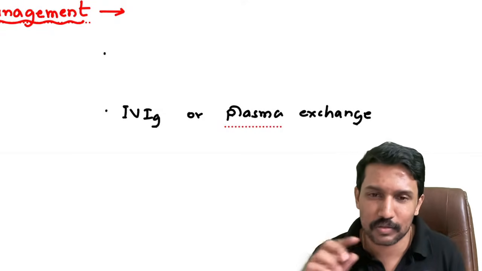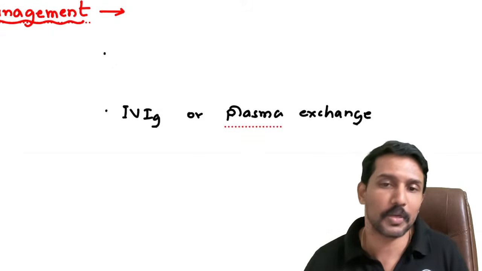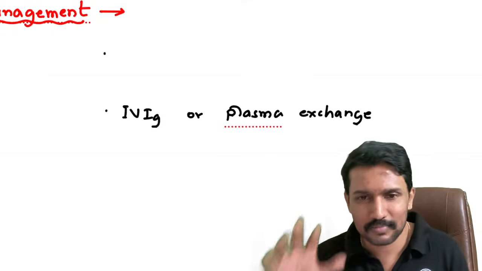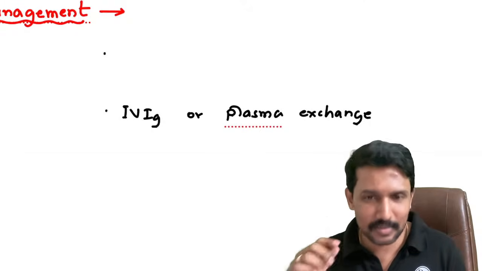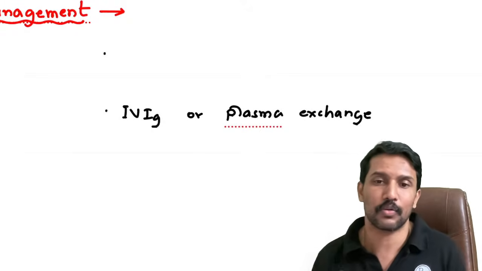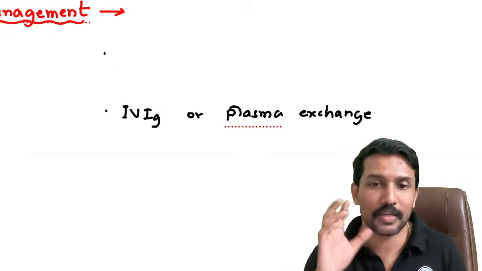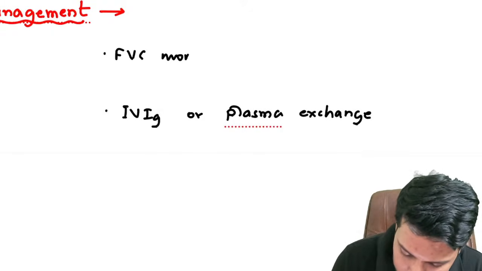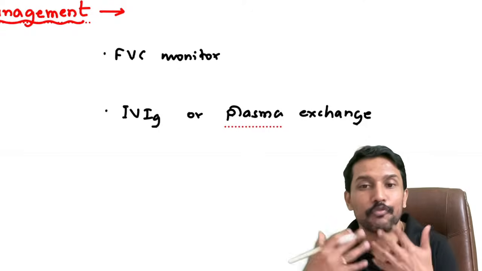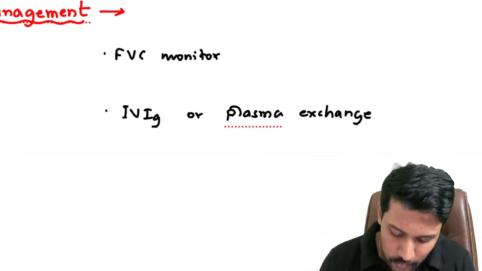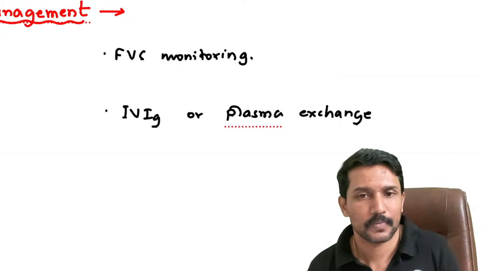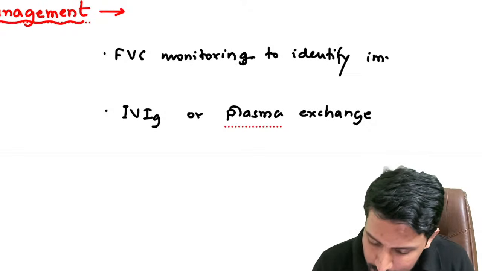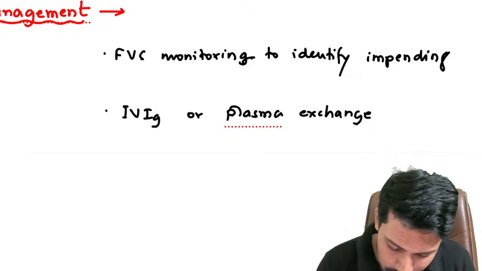But how will I get to know whether he is heading towards respiratory failure so that I can intubate well in time? Once you see hypoxia, that means the respiratory system has already gone down quite a bit. So that's a delayed intubation, I would call. But even before that, I want to identify that this fellow is going down and I need to put him on the ventilator. What parameter can we use? We can use forced vital capacity monitoring. If the respiratory muscles start becoming weak, the FVC, the forced vital capacity, starts coming down. So we will regularly monitor the FVC to identify impending respiratory failure.